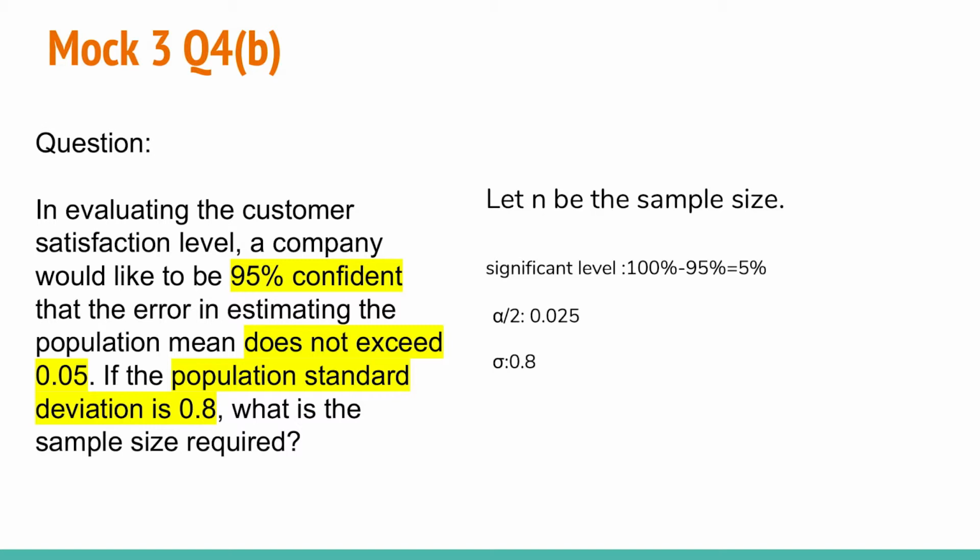Hello, my name is Liu Shan and this is my response to mock 3 question 4. Question 4B is about evaluating the customer satisfaction level. A company would like to be 95% confident that the error in estimating the population mean does not exceed 0.05. If the population standard deviation is 0.8, what is the sample size required?